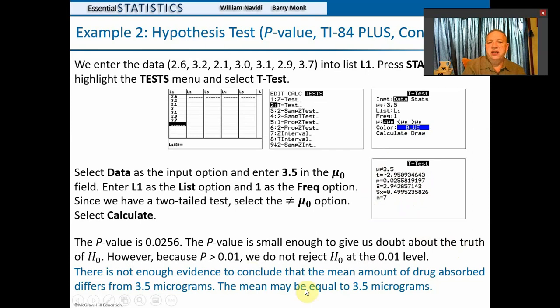So there's not enough evidence to conclude the mean amount of drug absorbed differs from 3.5 micrograms. We failed to reject H0, mu equal to 3.5, at the 0.01 level. At alpha 0.05, we could reject that it was equal to 3.5.